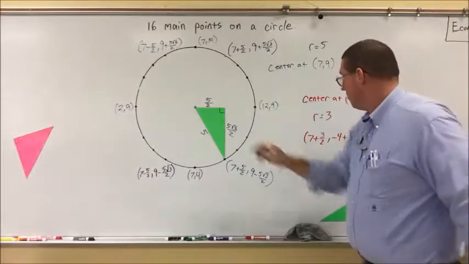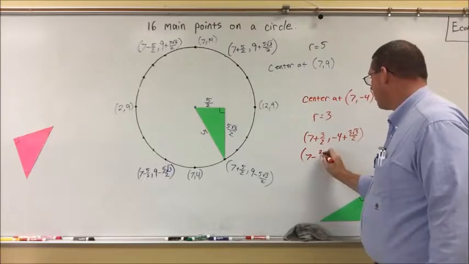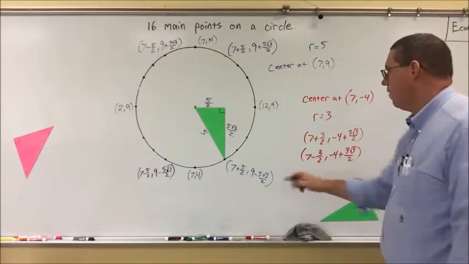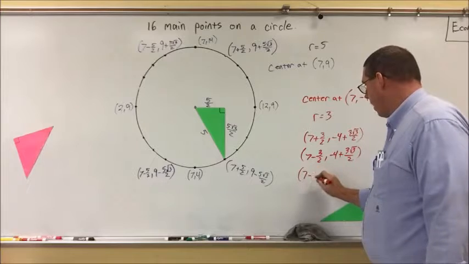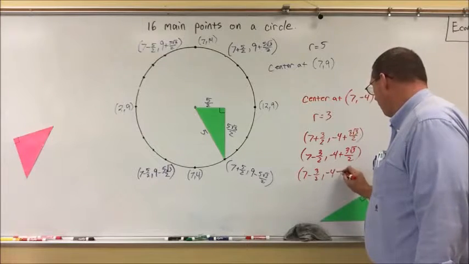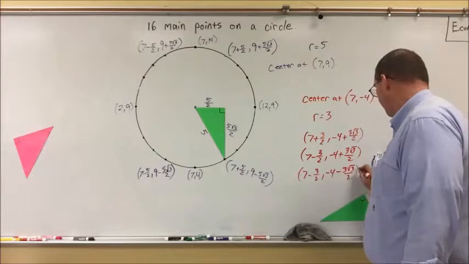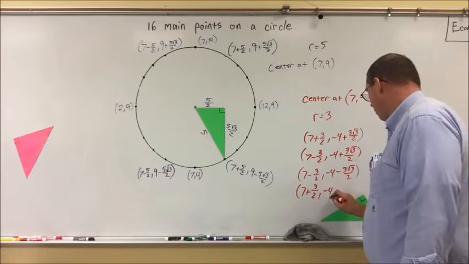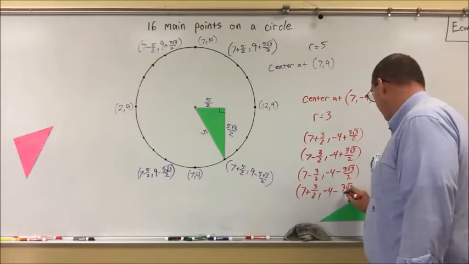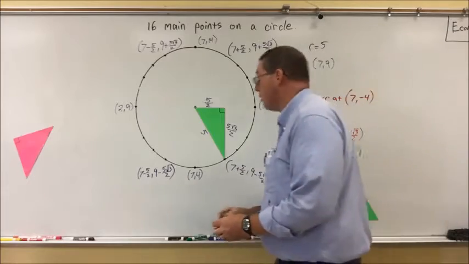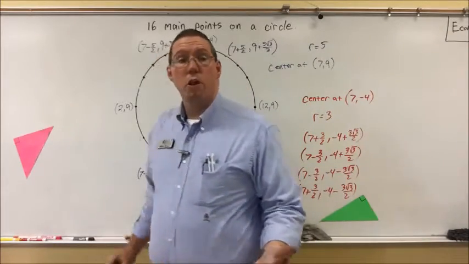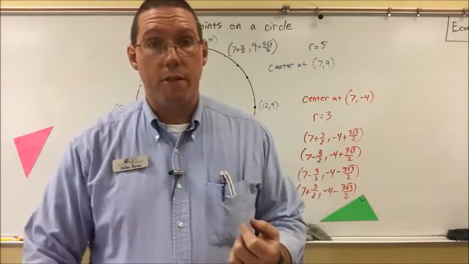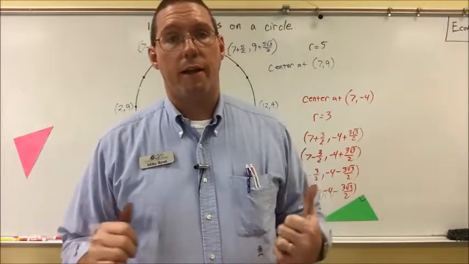For that point over there, it would be 7 minus 3 over 2 and negative 4 plus 3 square root of 3 over 2. For this point down here, it would be 7 minus 3 over 2 and negative 4 minus 3 square root of 3 over 2. And then for this point down here, it'd be 7 plus 3 over 2 and negative 4 minus 3 square root of 3 over 2. And that's the 16 main points on any circle. You can do this with any circle on the coordinate plane. All you have to be told is the coordinates of the center and the radius of the circle, and you can identify all these points.